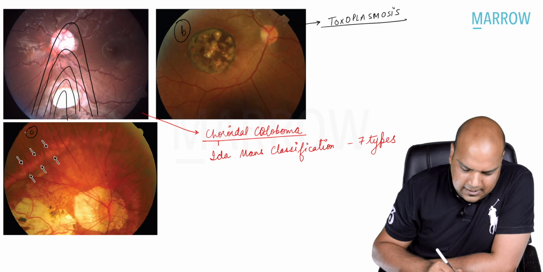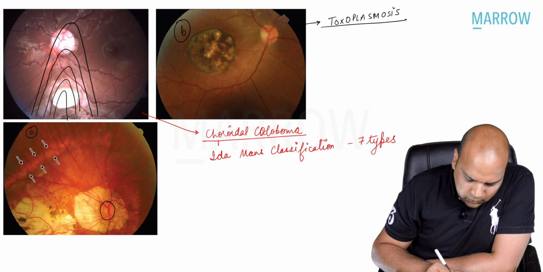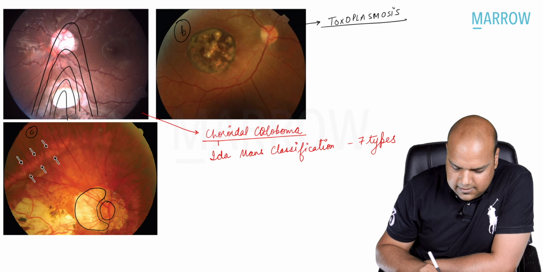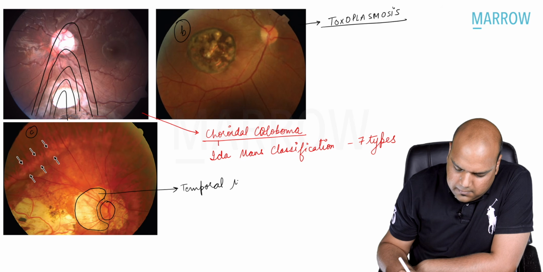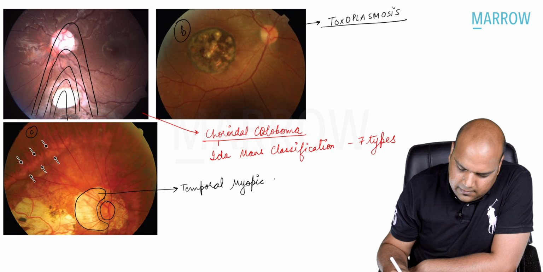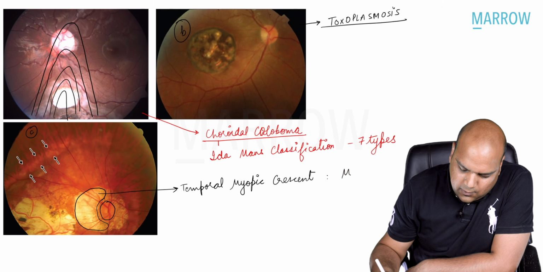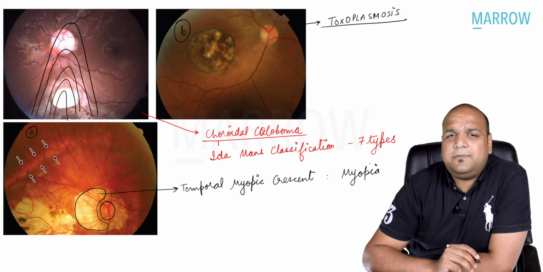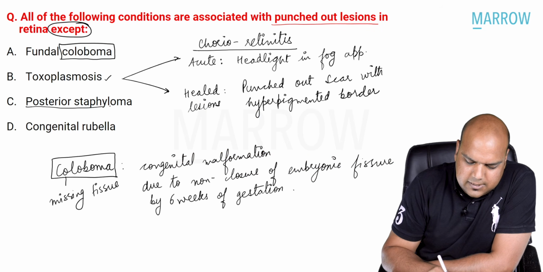Image C, if we see carefully, this is my optic disc. Around the optic disc, I see a crescent shaped degenerative area. This is a temporal myopic crescent. That makes it a case of myopia. Yes. Now in myopia, we know posterior staphyloma is seen. Ideally, if I go back to the options, I see posterior staphyloma.